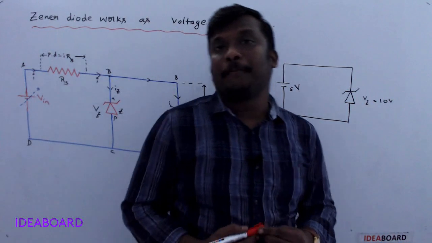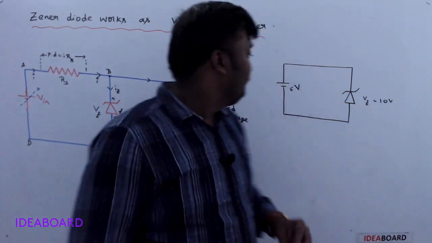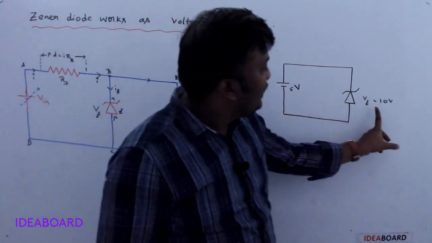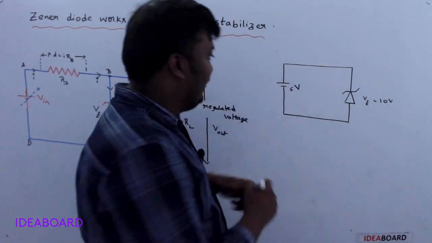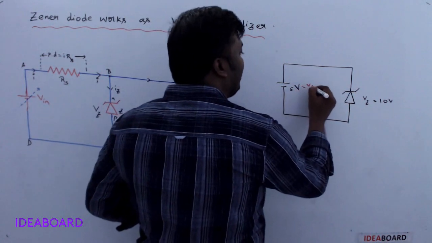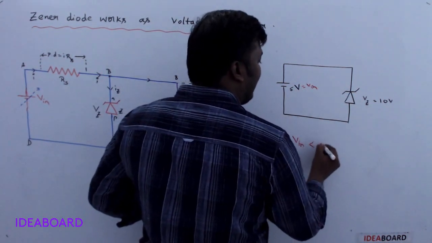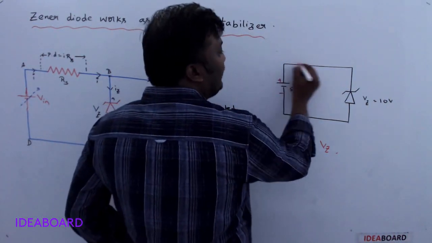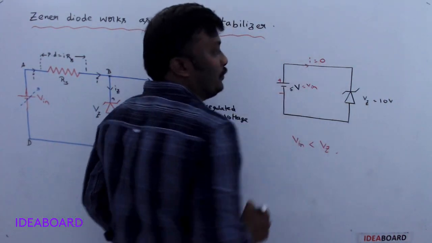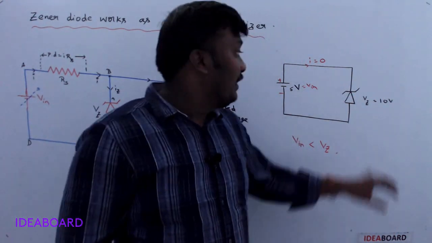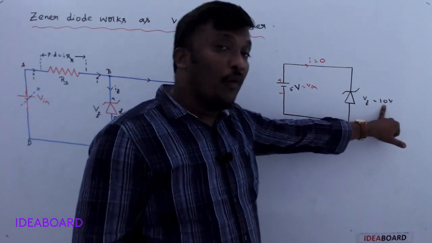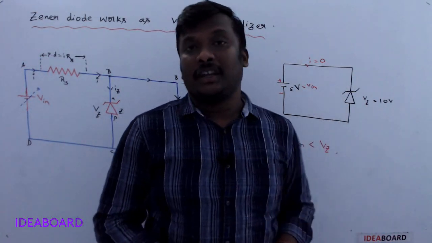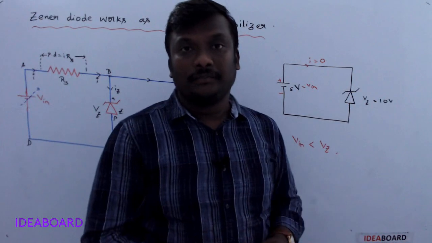I would like to give an example to understand the function of the Zener diode. See, if the applied voltage is 5 volt and the Zener voltage is 10 volt, clearly the input voltage is lesser than the Zener voltage. So from this, the current is 0. Why? Because the Zener voltage is more compared with the input voltage. No current passes through the Zener diode. So the current is 0. Okay.